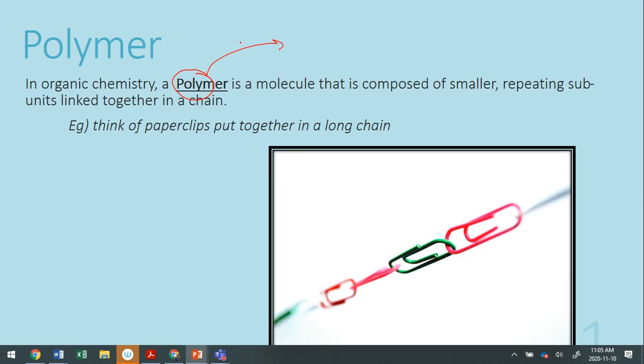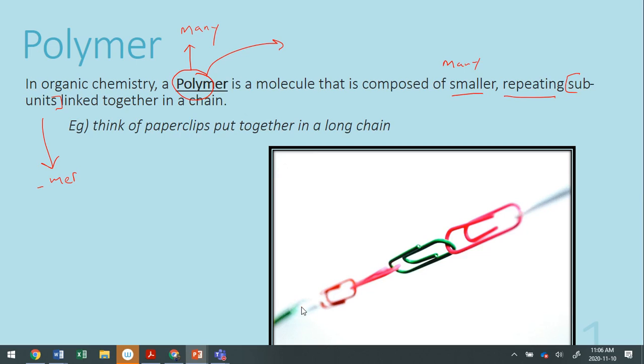What is poly? Poly, anyone want to take a guess? I think I heard mumbles out there. Poly means many. Okay, so a polymer is a molecule that's composed of many smaller repeating subunits. Now, a subunit is also called a mer. So a polymer is many of these subunits put together in a chain.